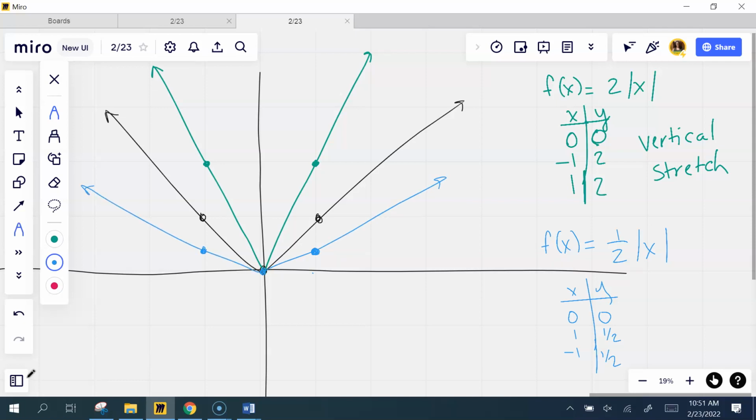So if the green I said was a vertical stretch, what do you think the blue might be called? Let's still call it vertical. But what's happening? It's not stretching it out, it's squishing it in, right? So I'm going to call it a vertical shrink.